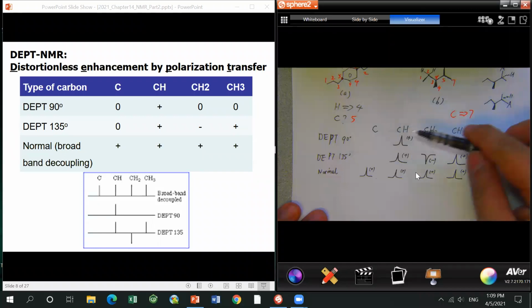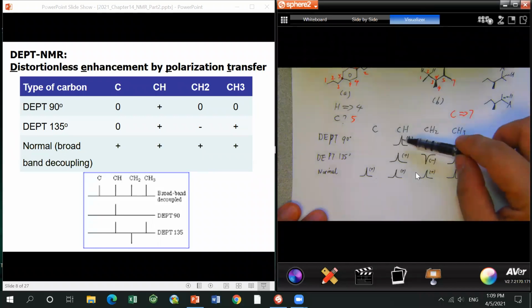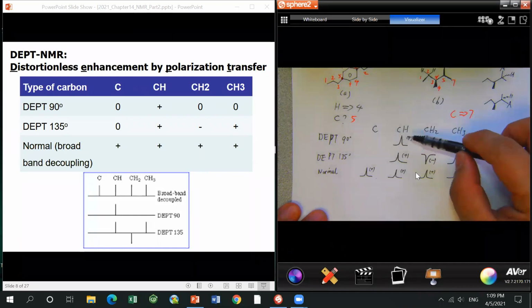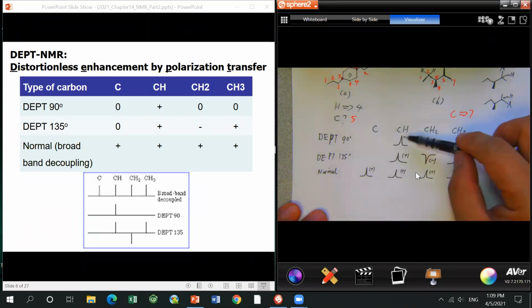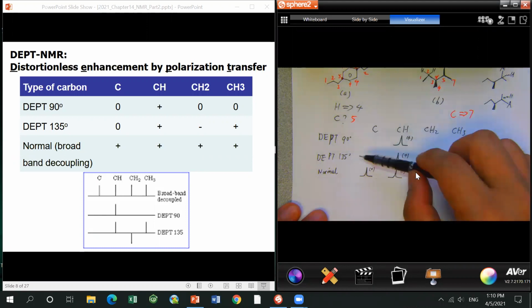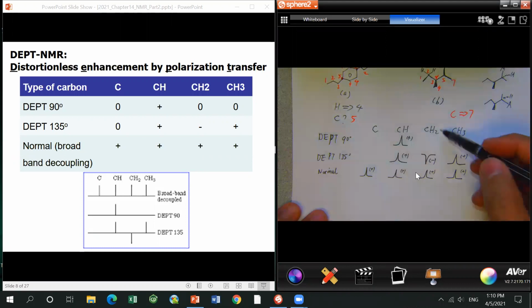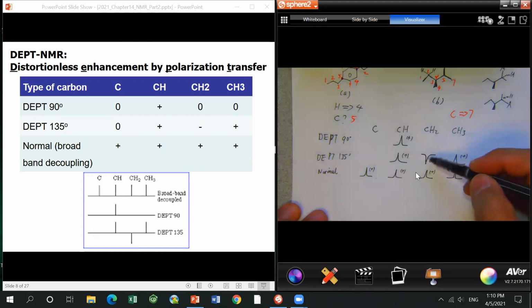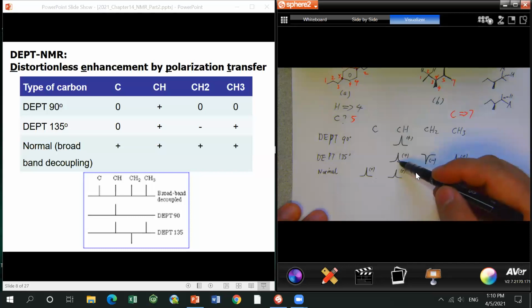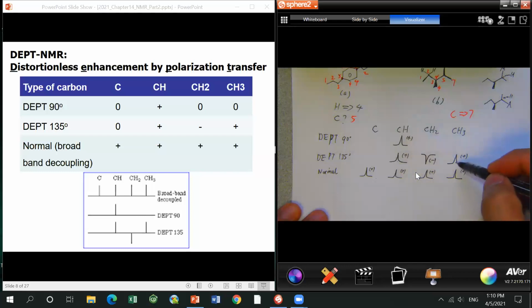How do you read the DEPT? First, you read the DEPT 90, which tells you which carbon has only one hydrogen on it. Second, read the DEPT 135. If you have any question, please type in the chat window, okay. If you see any negative signal in the DEPT 135, that should be CH2. If you see a positive signal that also shows in DEPT 90, that should be CH. If this positive signal doesn't show in the DEPT 90, that should be CH3, okay.